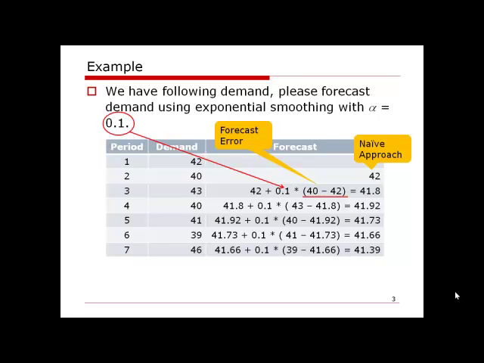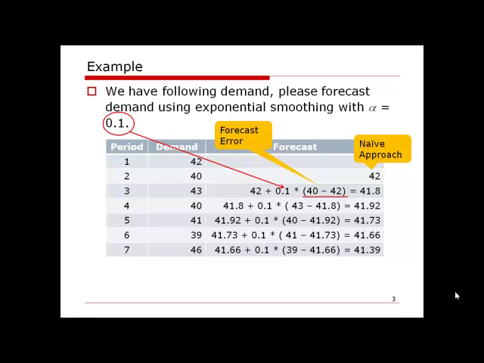Second, not like moving average or weighted moving average. Assuming we have the demand from time period 1 to 7, and we are required to use exponential smoothing to forecast demand for period 8, we cannot just use the original demand to calculate the forecast for period 8 at all.